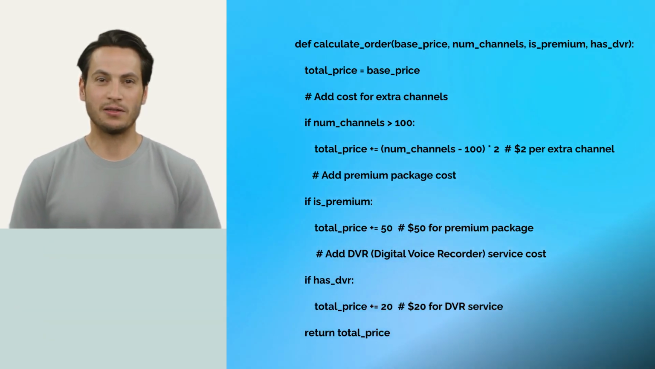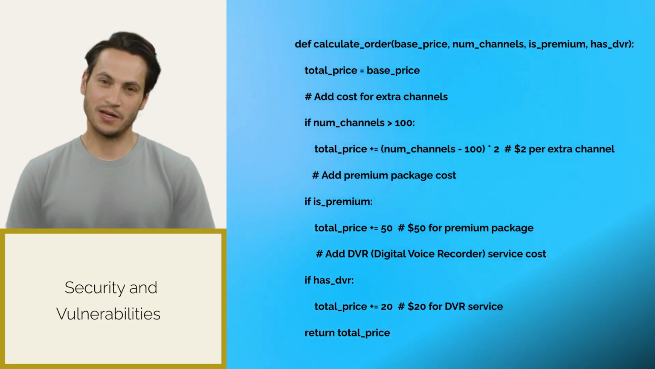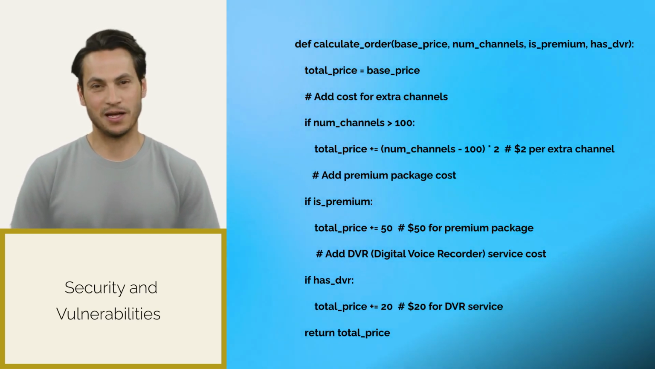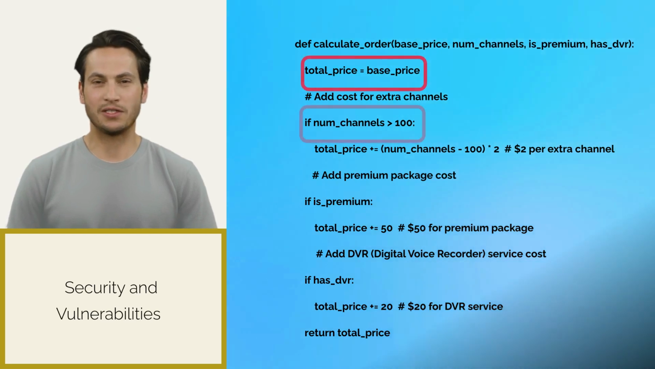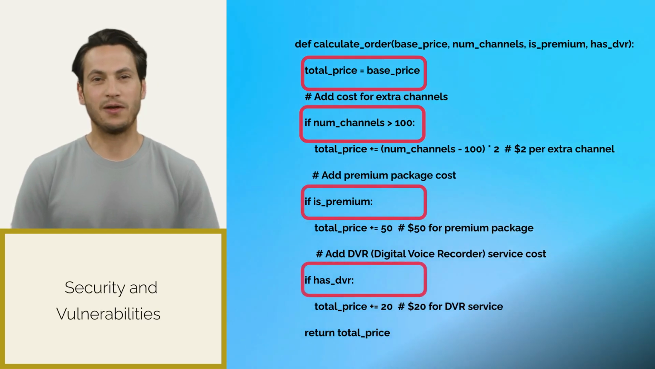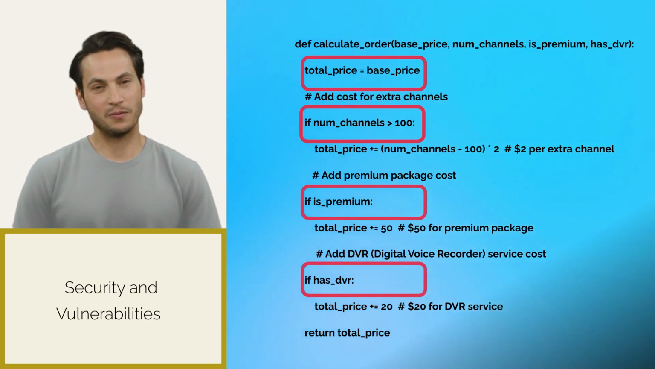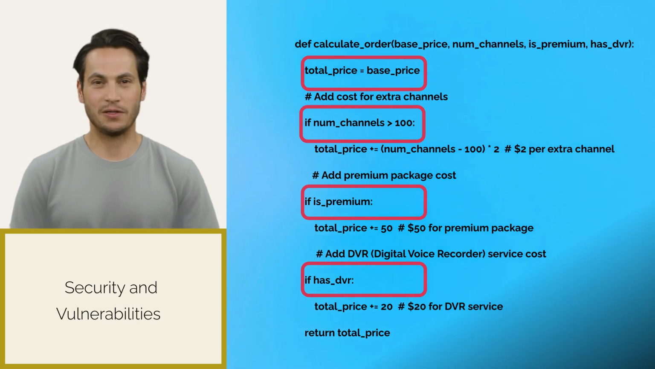We also analyzed potential security vulnerabilities in the calculate order function and made some observations you may have noticed yourself. The first thing we noticed was a lack of input validation. The function assumes that the inputs of base price, number of channels, premium service, and DVR service are all valid. However, there is no validation on these inputs, which could lead to security risks or logical errors.